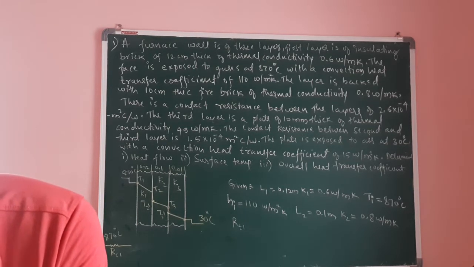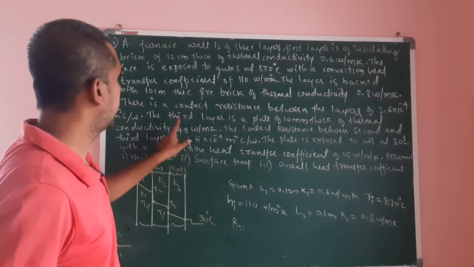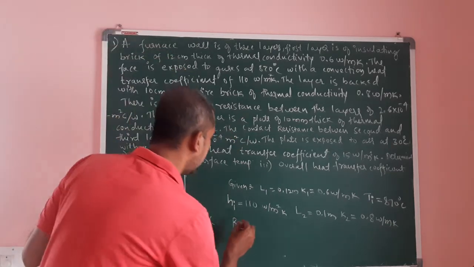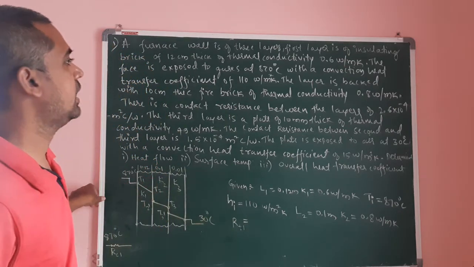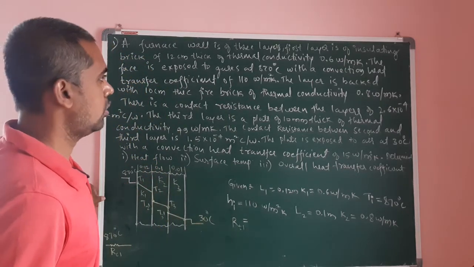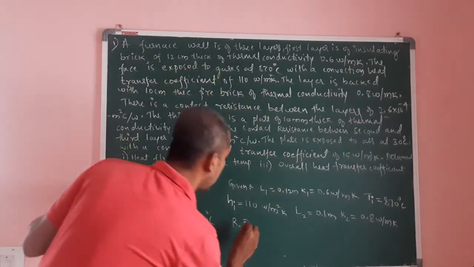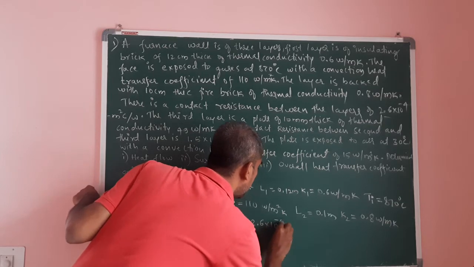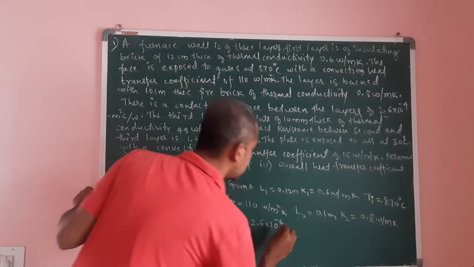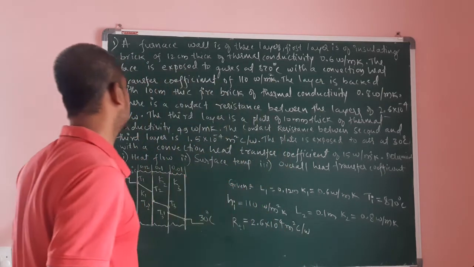Now, RT1 is the thermal contact resistance between the first layer and the second layer. It is equal to 2.6 into 10 raised to minus 4 meter square Celsius per watt. Okay.